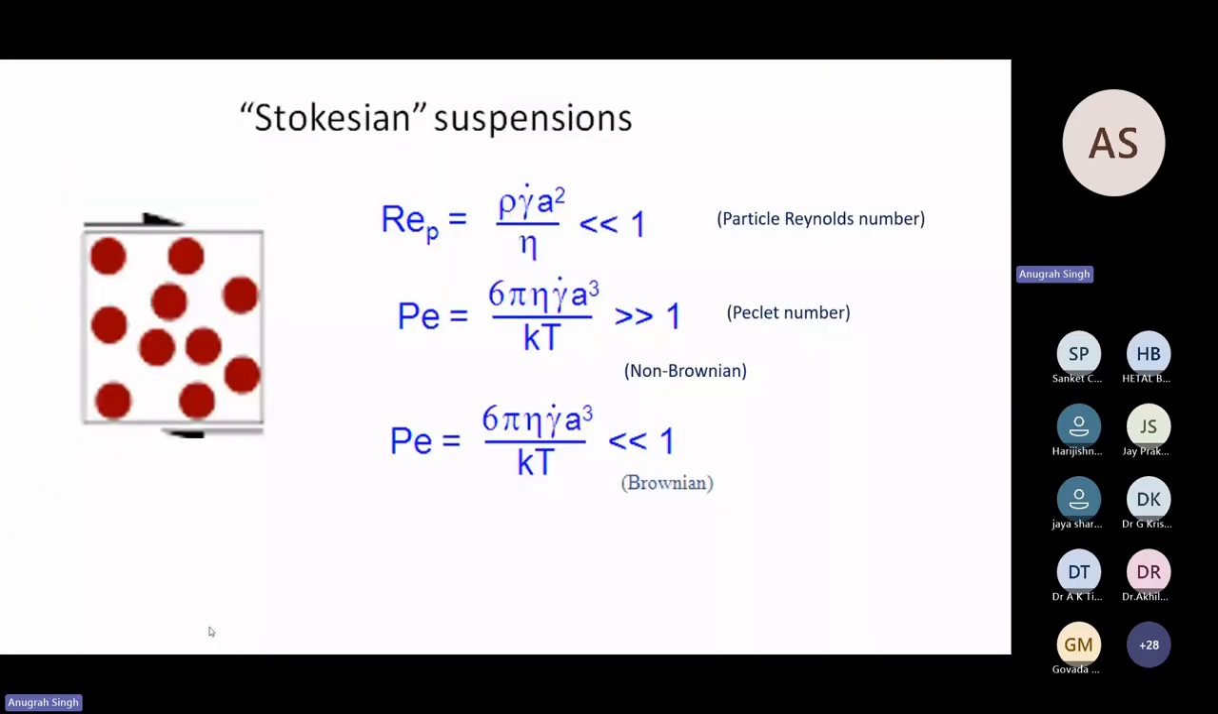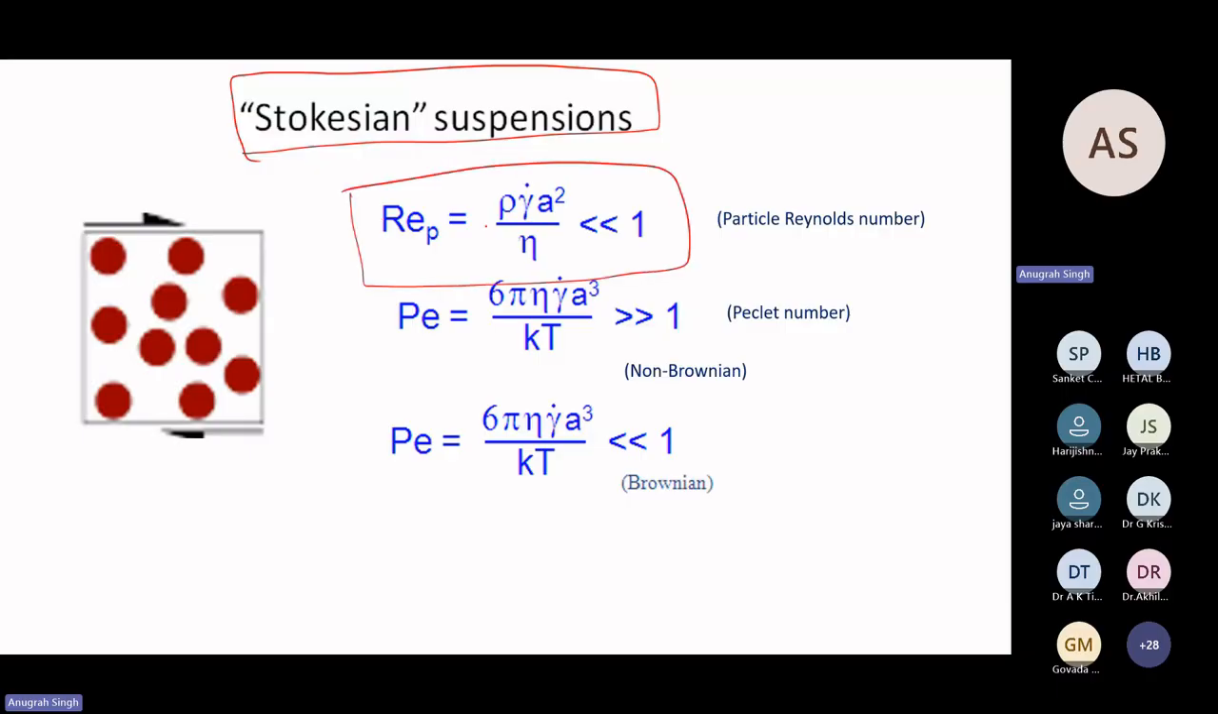So the multi-particle computational rheology we will develop is for Stokesian suspension. That's the limitation. Of course, you can also add a finite inertia term, but then the solution will change and more complexity will come. What do we mean by Stokesian suspension? We are talking now about particles. So the particle Reynolds number, which is density times shear rate times a squared, where a is the particle radius, divided by eta, the viscosity of the fluid, is very small.